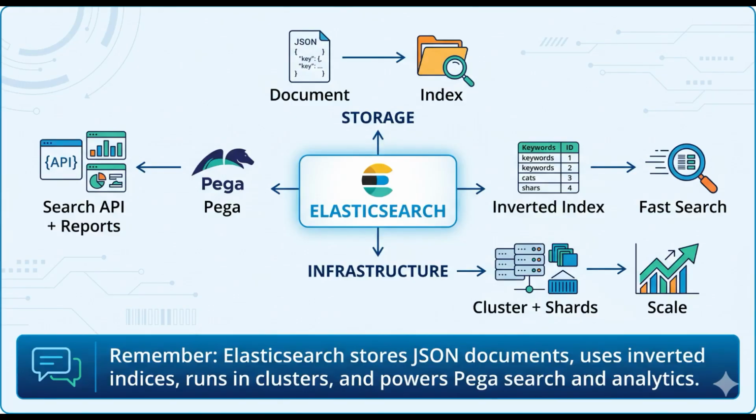Let's recap. Elasticsearch stores JSON documents, uses inverted indices for speed, runs in clusters for scale, and powers the advanced search and analytics you see throughout the Pega platform.